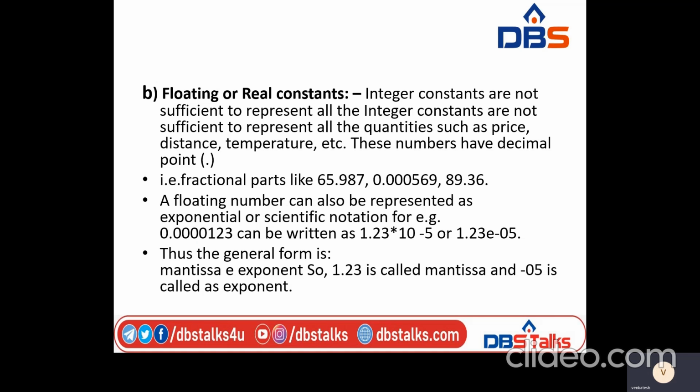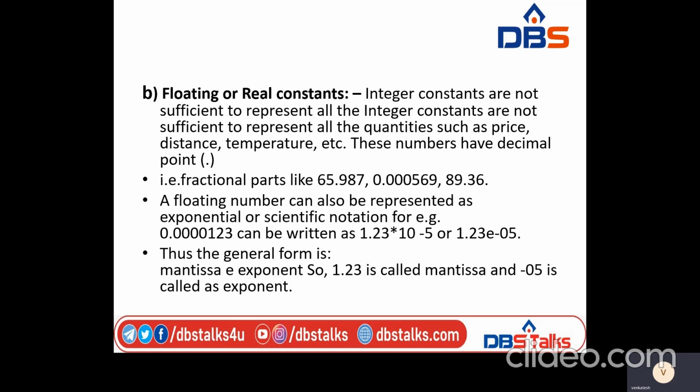For example, if you want to represent a price, say 45.32, it is a decimal. Again distance is 32.52, again a decimal. Decimal means floating, or we can say real. If you take temperature 98.32, 98.10, it is a decimal point. In order to represent decimal points, we use floating constants, that is, numbers with fractional parts.